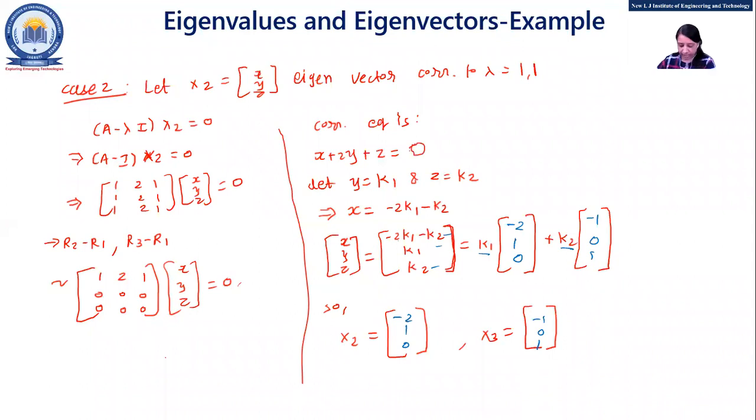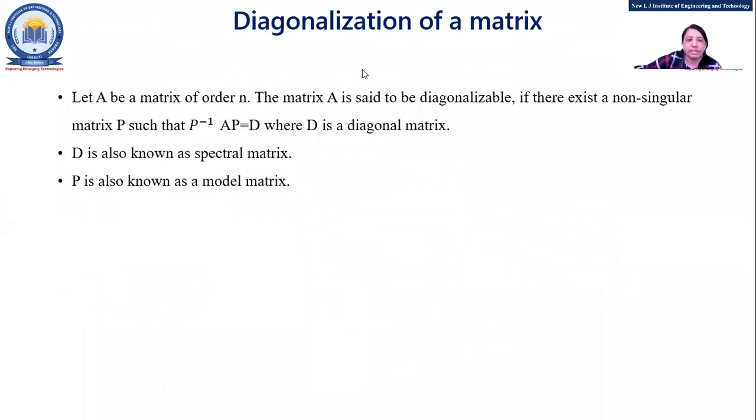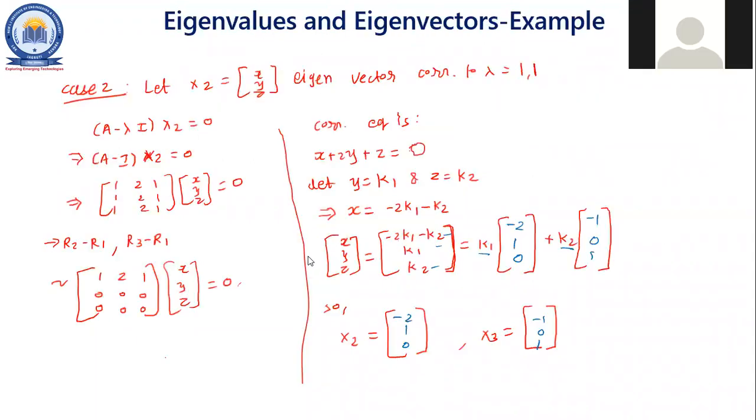Now the next topic is diagonalization of a matrix. Yes, Devendra? Ma'am, when the lambda is the same, then always there will be two rows 0, or is it only in this case? No, there will be a different case. It is not like that, if you are having 2 repetitions, so 2 rows will be 0. It is not like that.